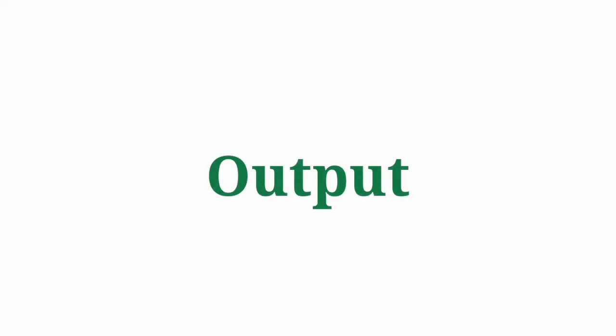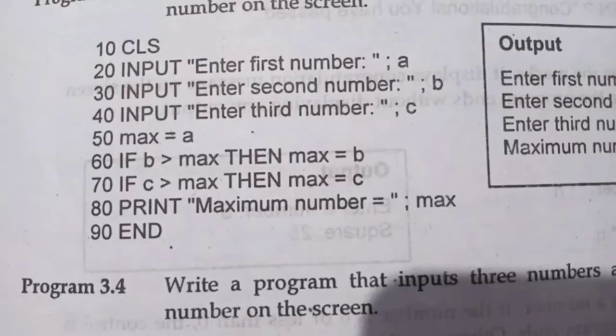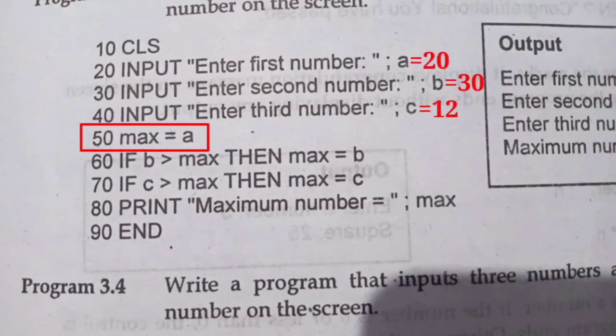Let's check the working of this program. Let's suppose in line 20, the user enters the first number as 20. Then control moves to line 30, and here the user enters the second number as 30. Then control moves to line 40, and here the user enters the third number as 12. So now control moves to line 50 and max is equal to 20.